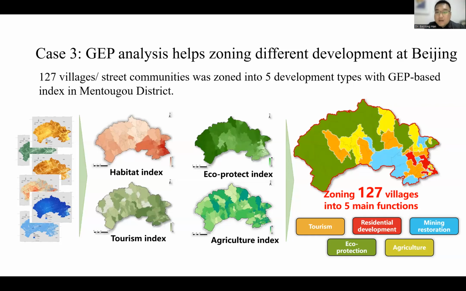And also, this is a sub-district of Beijing. Since the GEP accounting includes more than 10 different ecosystem services, each service is mapped as a result. So when we overlap all the maps together, we can identify each village's advantage industry. For some villages, they are good at ecosystem production, and other villages may be good at tourism. So different villages have different advantage industries for their future development. So the local government can give different policies to different villages to help them build and breed their own specific industry.